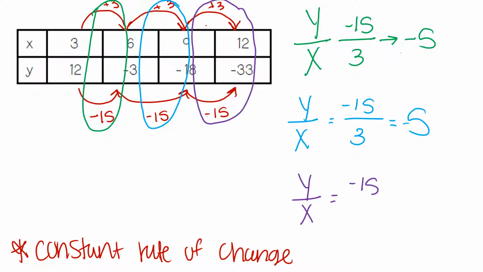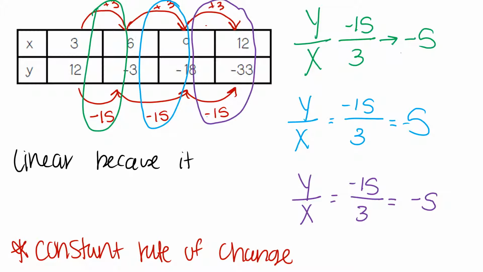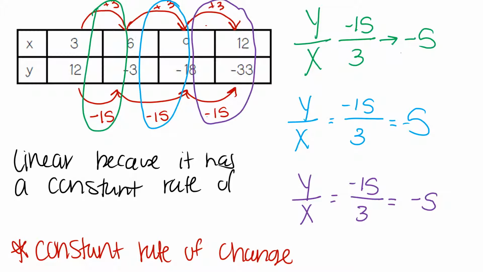The y value on the bottom is a negative 15. The x value on the top is a positive 3. Negative 15 divided by 3 is a negative 5. All of them are the same, negative 5, negative 5, negative 5. So this is linear because it has a constant rate of change. It's changing that much each time.